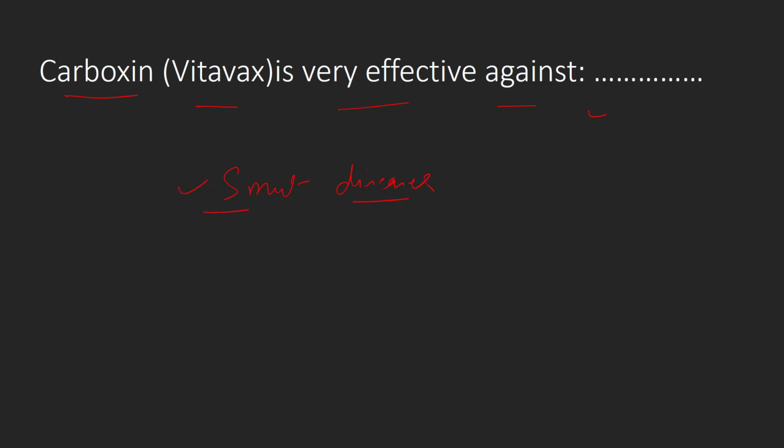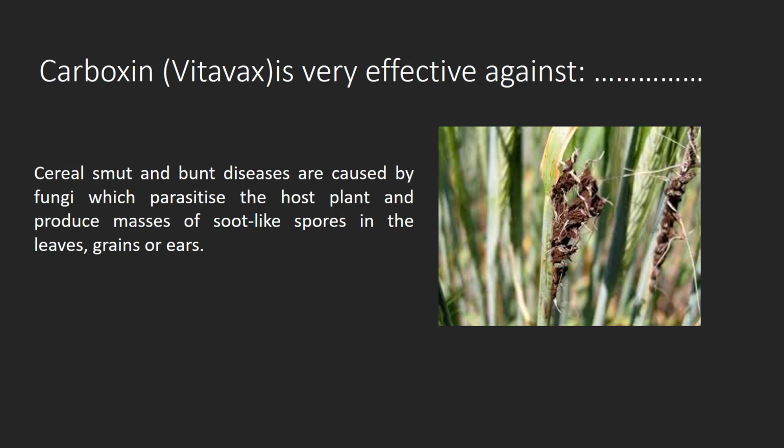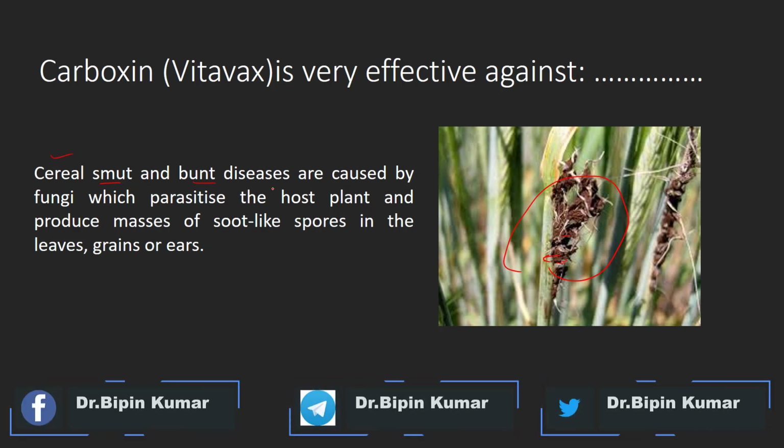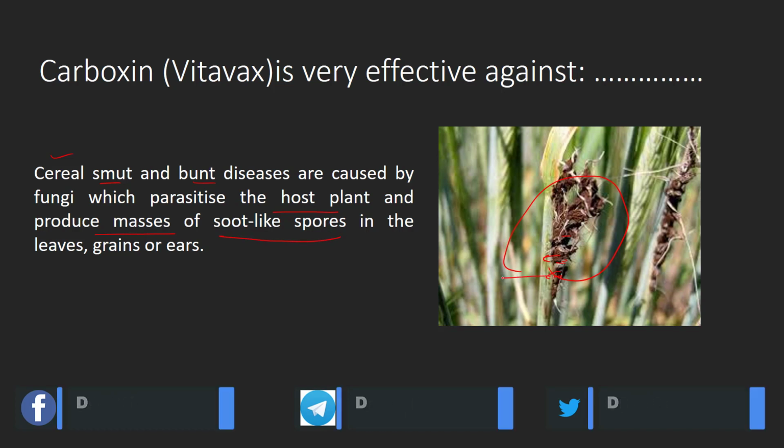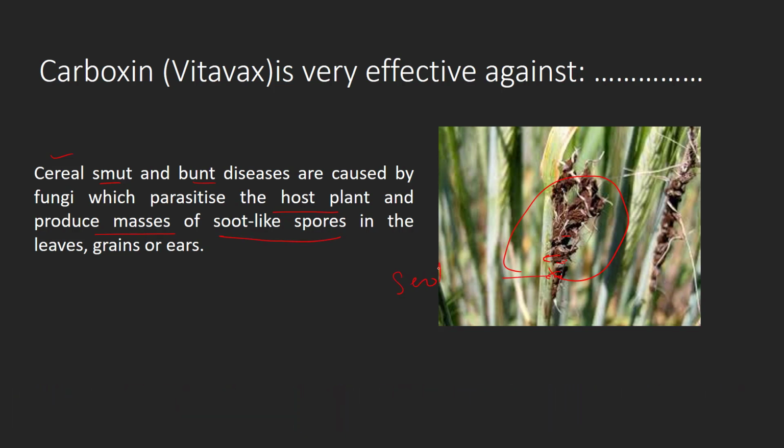The smut disease, you can see here, this is the symptom of smut disease. So the whole grain will convert into a blackish color, and that is actually called smut. Here you can see the cereal smut and burnt disease are caused by the fungus which parasitizes the host plant and produces masses of soot-like spore. So this blackish structure is actually a soot-like spore.